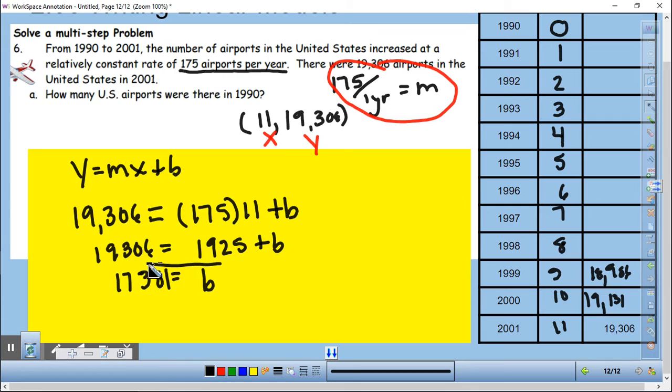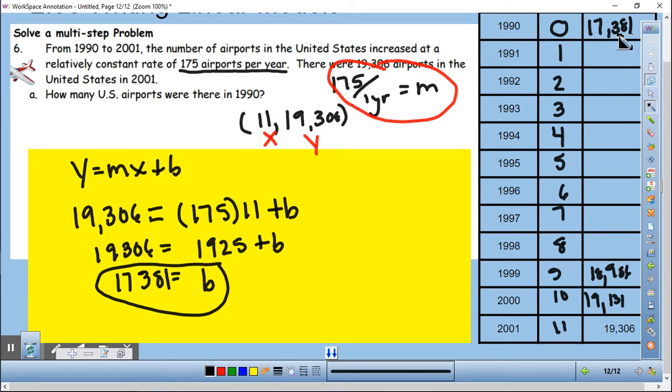So this is my y-intercept. So I can write this here, 17,381. So I have answered the question of how many U.S. airports there were in 1990. There were 17,381.